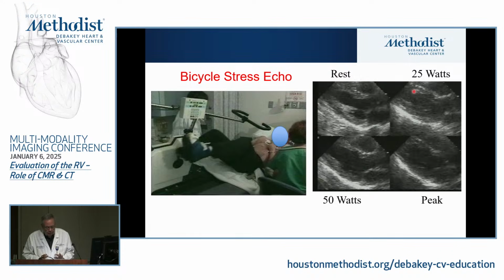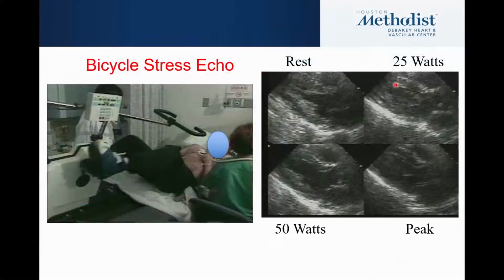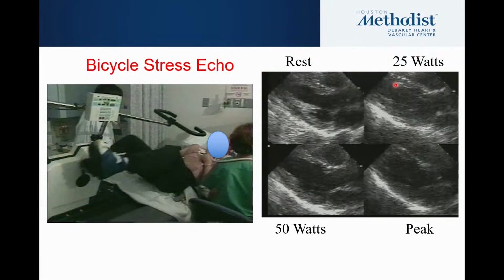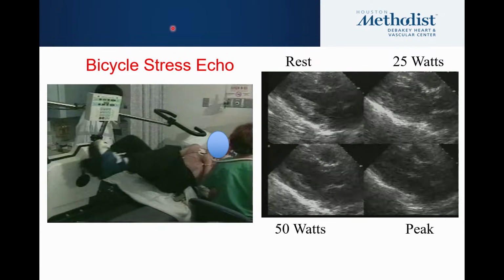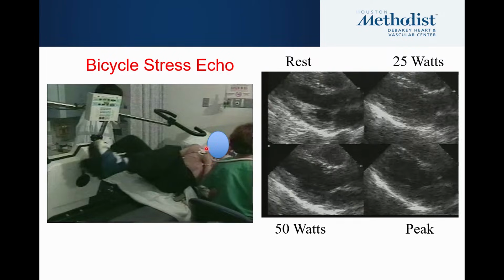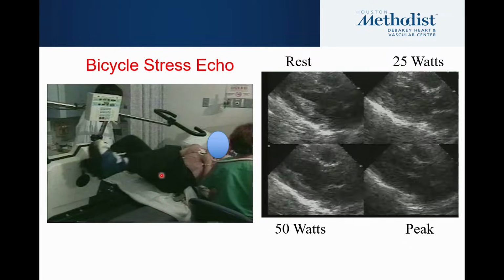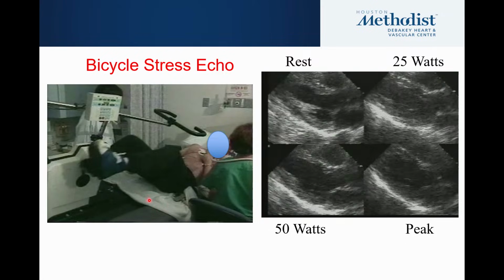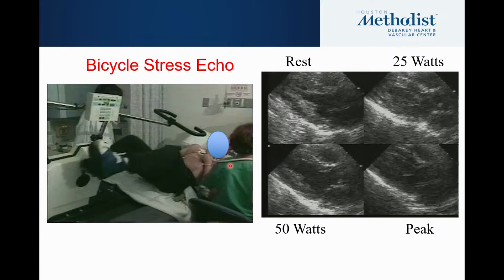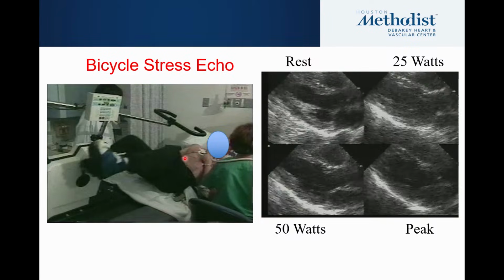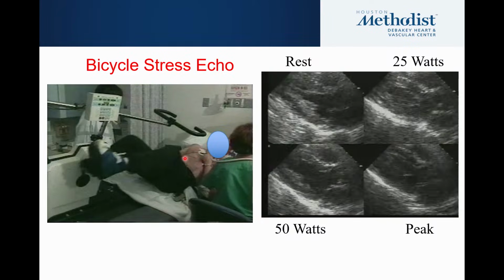Bicycle came a little later because it's hard to do a stress echo on an upright bike. So it wasn't until the industry developed nice supine bikes that could also incline enough to give us good images that bicycle stress echo started to pick up.